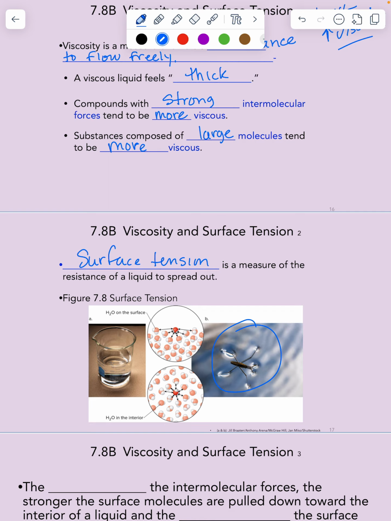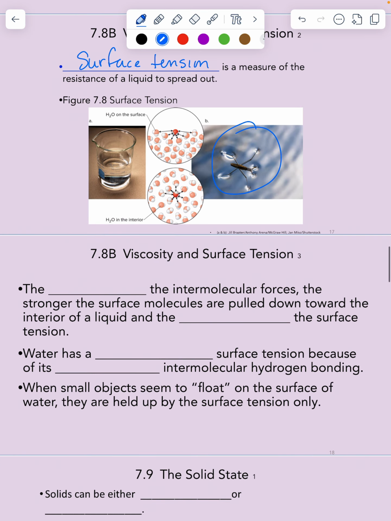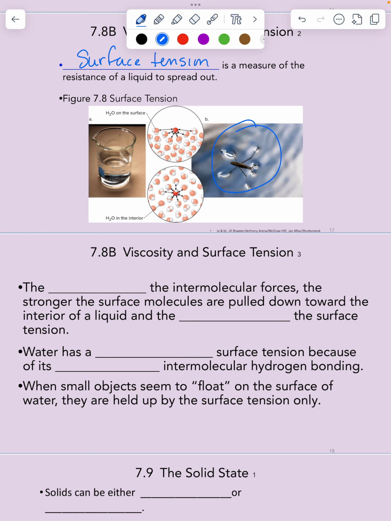So the stronger the IMFs, the stronger the surface molecules are pulled down toward the interior of the liquid, and the higher the surface tension. So the stronger the IMFs, the higher the surface tension. Water has a very high surface tension because of its strong IMFs. And like the paper clip, small objects seem to float on the surface because they're held up by the surface tension.